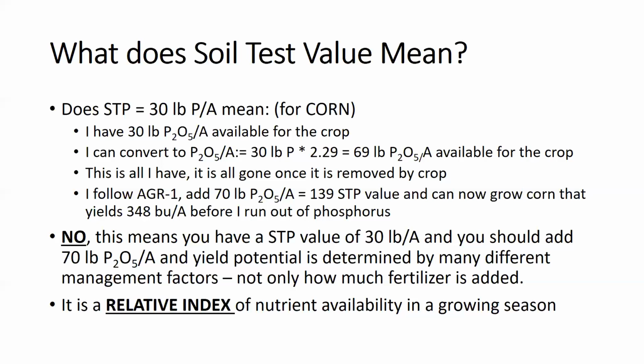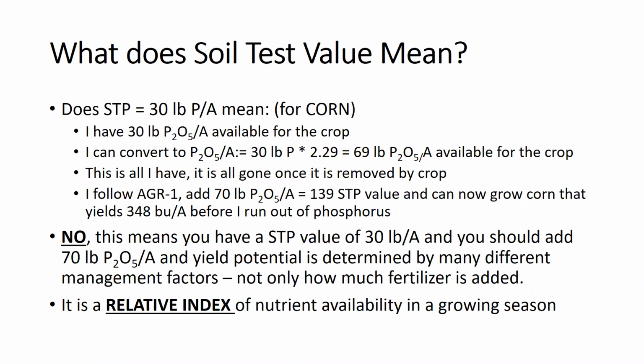That yield potential is determined by so many different management factors, not just the amount of fertilizer that's added. Just because I have this much, 139 pounds of phosphorus now, that doesn't mean I'm guaranteed 348 bushels of corn. And that doesn't mean that I can't grow more than 348 bushels of corn with a lower soil test value. Our number one limiting production factor in Kentucky in dryland production is water. Water is the biggest driver. So there's a lot of other things that come into that.